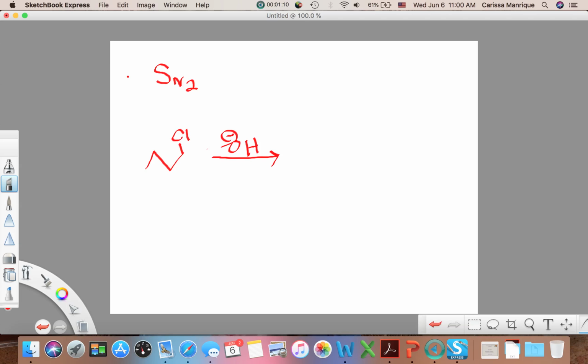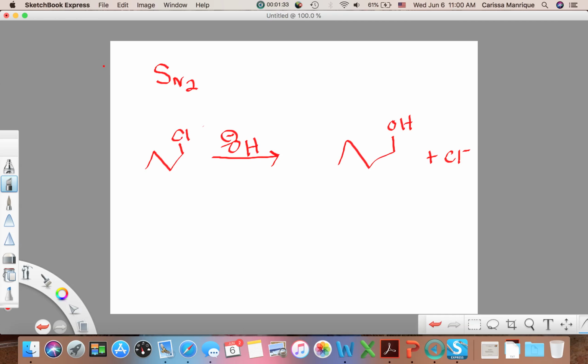So when you're predicting the product, the OH is going to substitute in for chlorine, like that. Okay, see the substitution? So it's a pretty easy product to predict. You just switch the leaving group and the nucleophile.